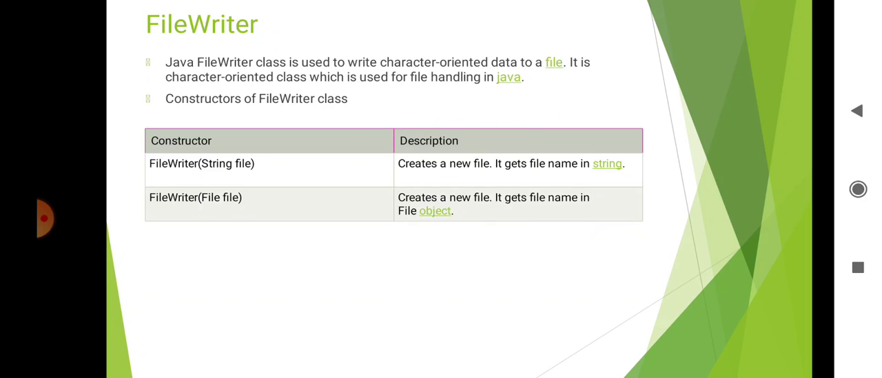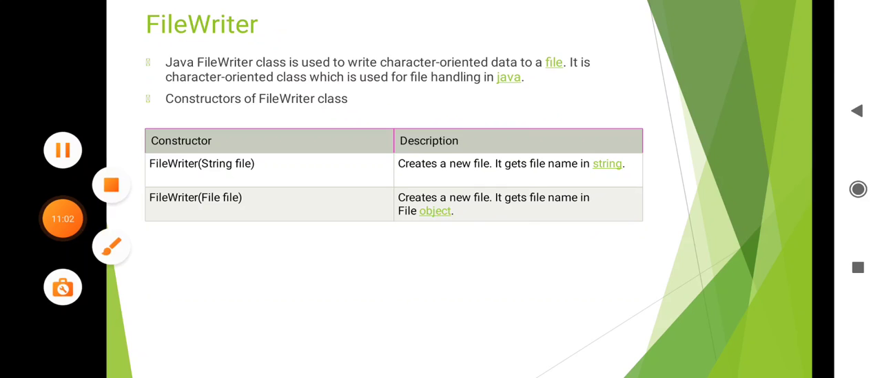And fourth one is FileWriter. FileWriter class is used to write character oriented data to a file, and the FileWriter class is used to write characters into files. It is a character oriented class which is used for file handling in Java, and it also has constructors.